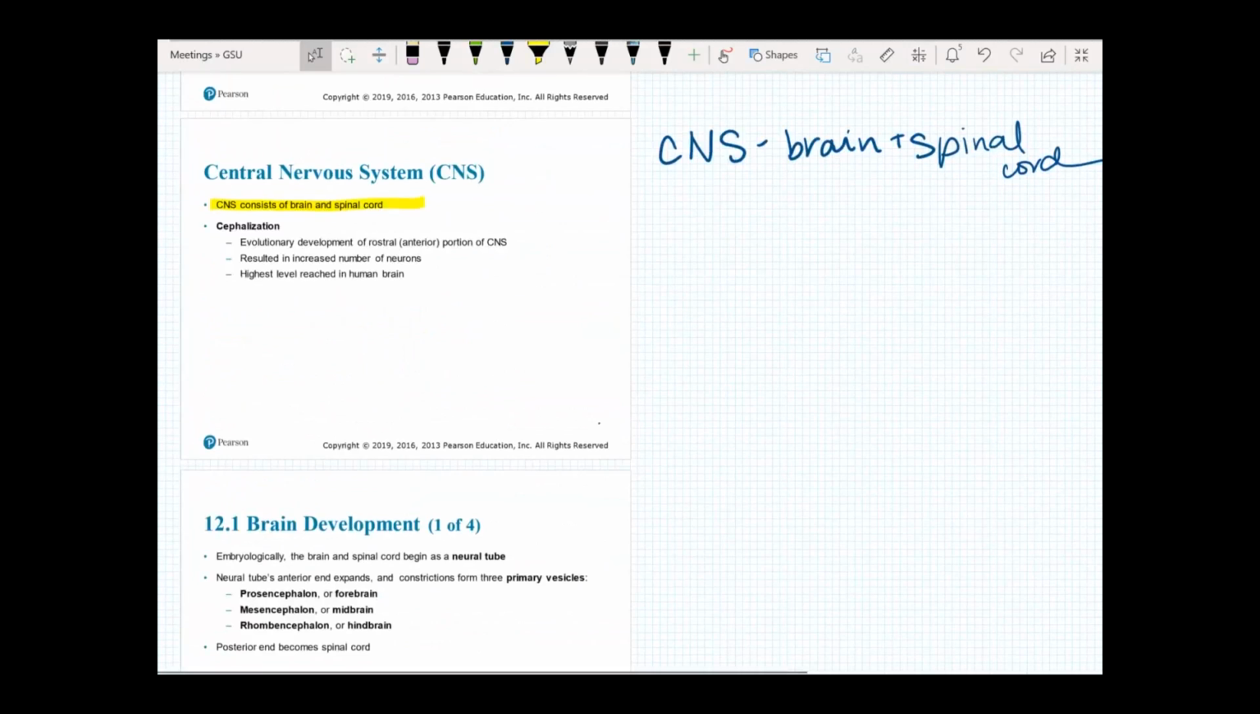When we're talking about the brain, it is essentially this process right here. We've got our brain and our spinal cord, and there's a term called cephalization, and basically that just means that there is evolutionary development of the anterior portion of the CNS. So if this is our CNS with the brain and the spinal cord, this is going to be the anterior part of it, and then this will be the posterior part of it. What we're saying is that we have specialized with the anterior part being more developed, which is what we have with our brain.